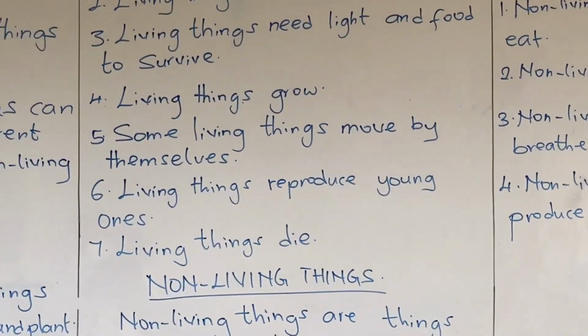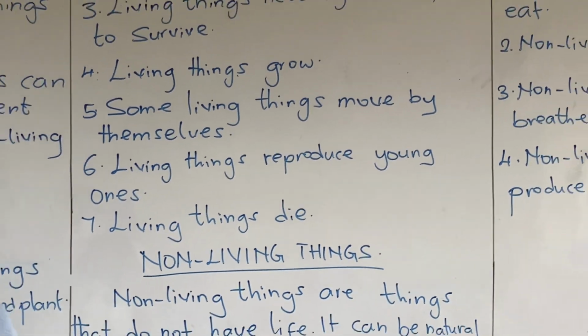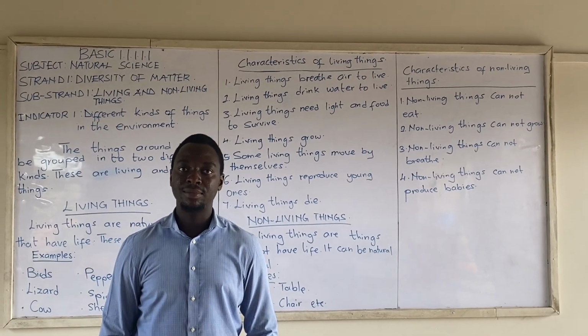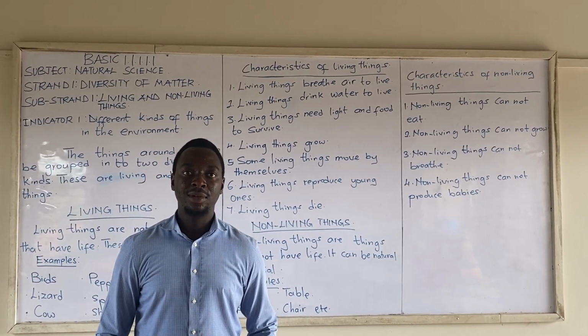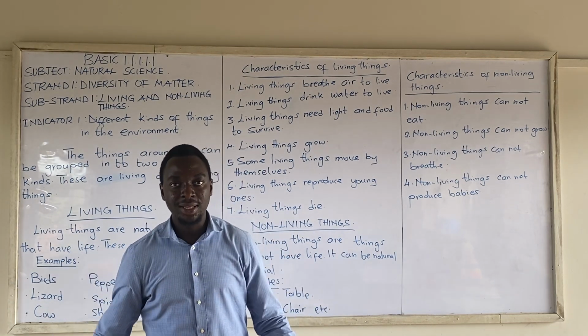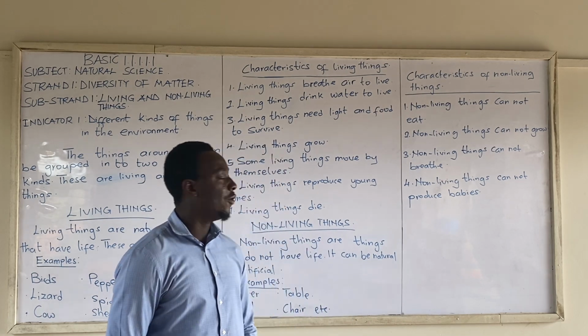And the 7th one is living things die. Living things are able to lose the life that they have in them. And that is death. After living for some time, they die to give way for young ones to come and take over.